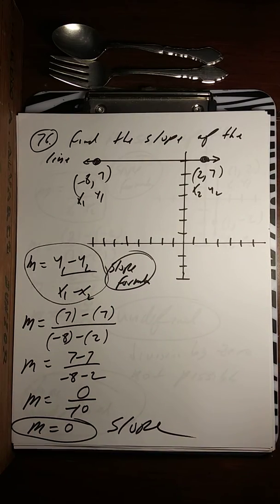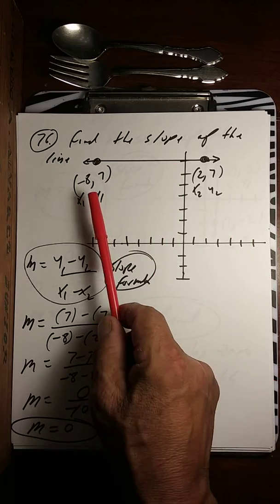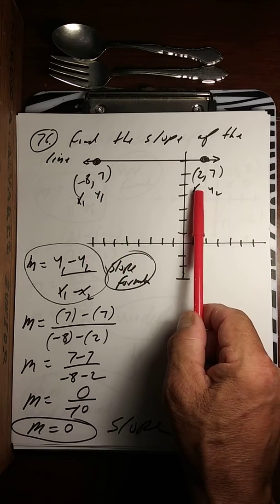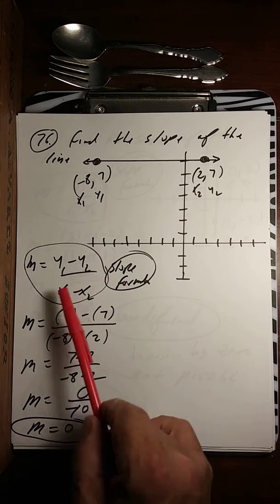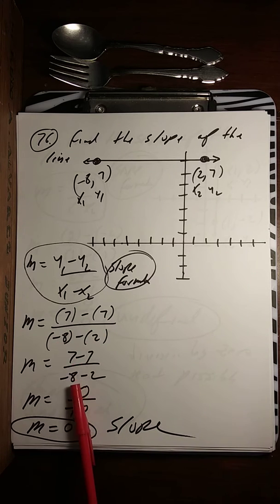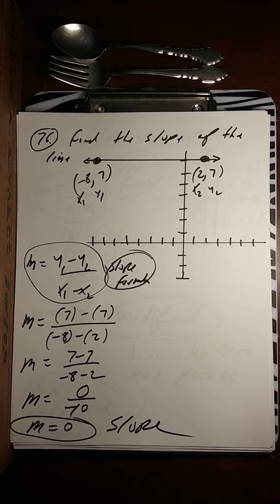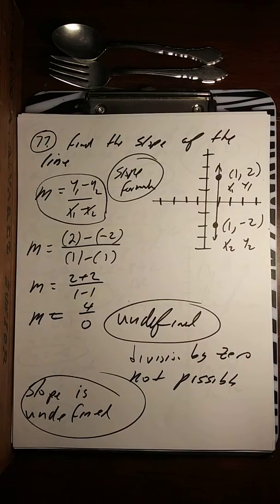Find the slope of the line. 2 points. -8, 7, 2 and 7. So we have x1, y1, x2, y2. Put them in the formula. 7 minus 7 on top, and the denominator on the bottom, -8, -2. So 0 over -10. 0 divided by that is fine, it's going to be 0. So the slope of this is 0.